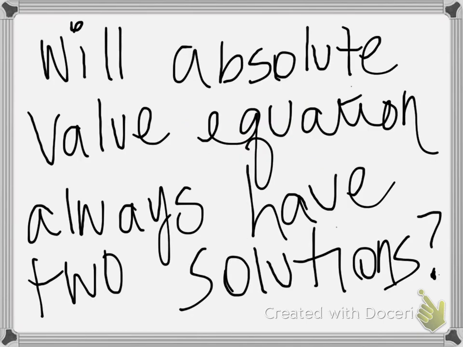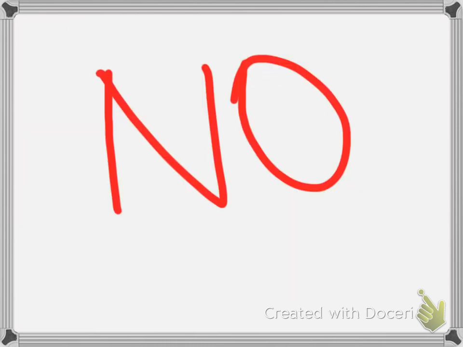So we saw that x could have been two different numbers. If it was in the absolute value symbol, x could have been positive 4, and x also could have been negative 4. But will an absolute value equation always have two solutions? Is it always going to be that x is either positive 4 or negative 4, or positive 100 or negative 100? The answer to that is a huge no.